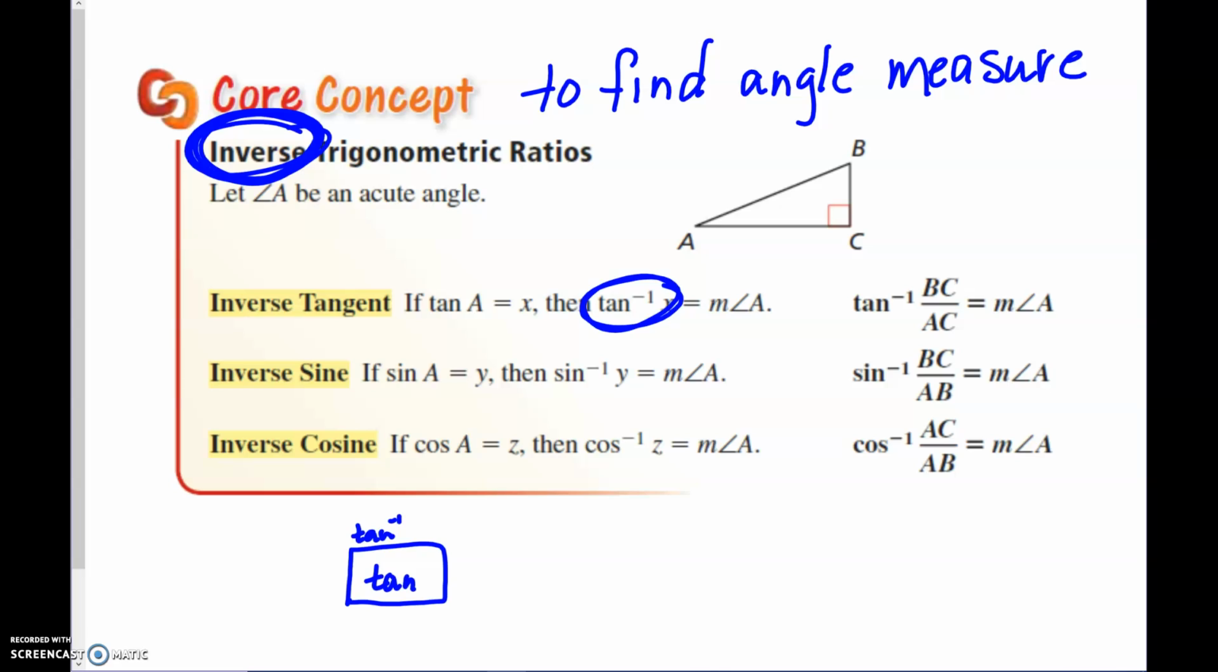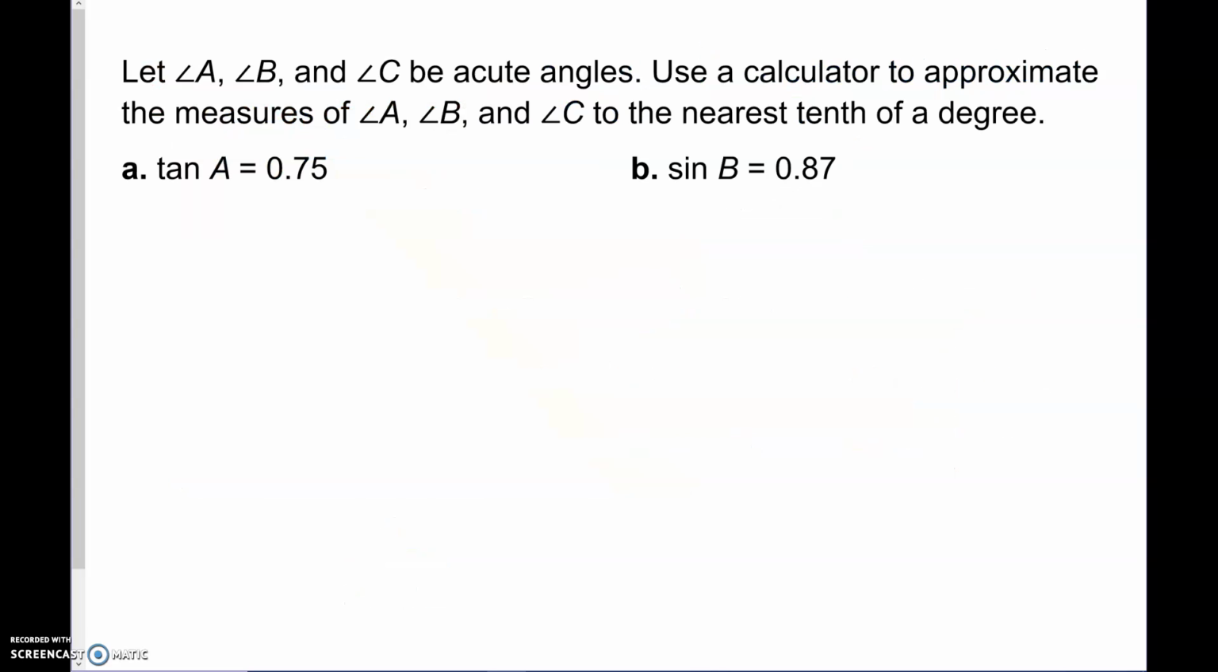All right, so we talked about this one. When they just tell you the tangent of A is 0.75, to do this, we're going to do inverse tangent of 0.75, which is going to give us the measure of angle A. So second tangent, 0.75, and I'm getting 36.9 degrees.